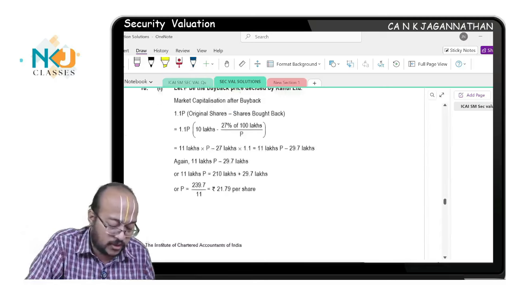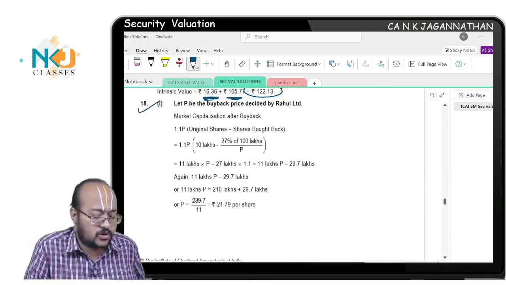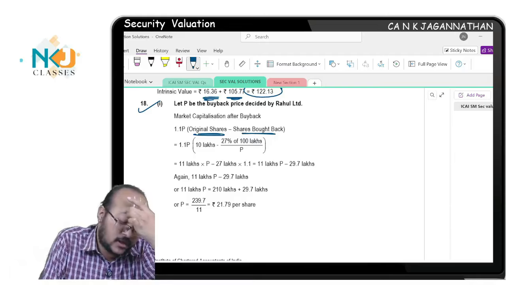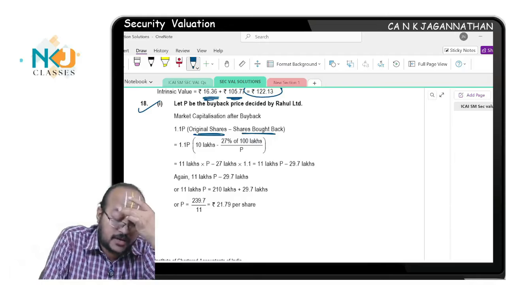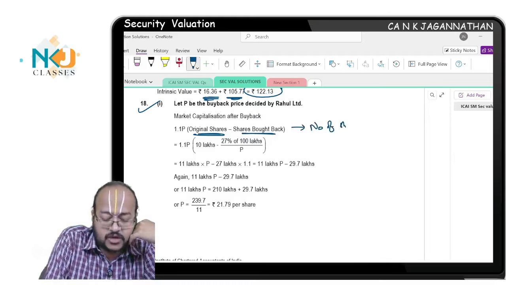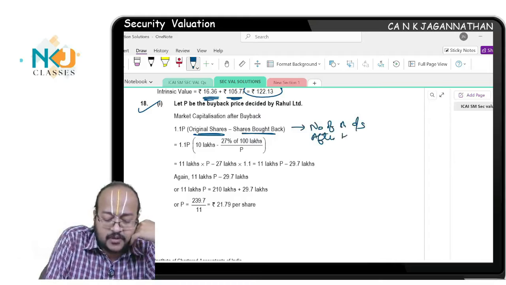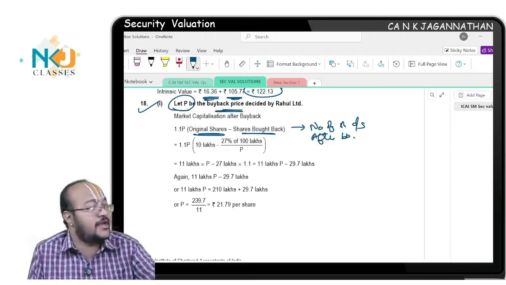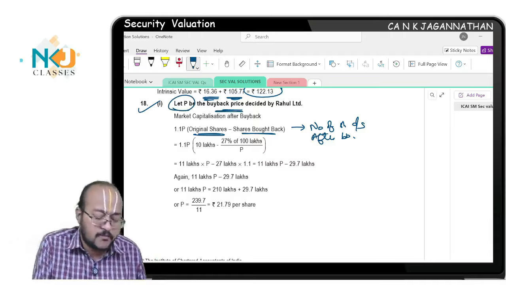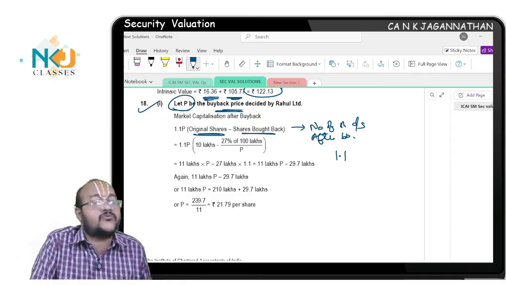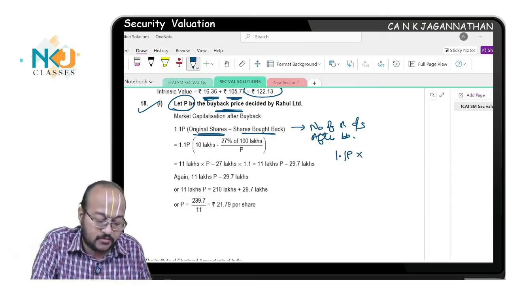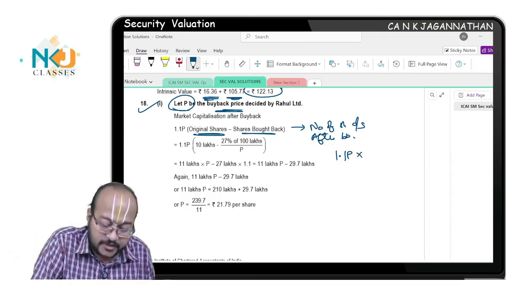This is what they have found out. Forming the equation is important, and the solution you will automatically get. See here, original shares minus shares bought back will give you the number of shares outstanding after buyback, into 1.1P. Let P be the buyback price here; I explained using X, they have taken it as P. Same here, 110% of the price is nothing but 1.1P, into the number of shares after buyback, which is the existing number of shares, 10 lakhs.